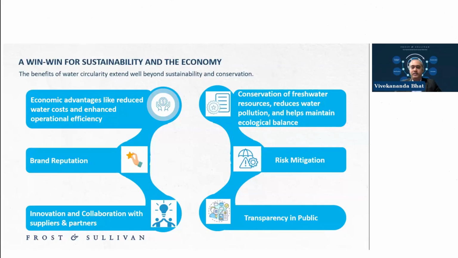Brand reputation and transparency in public. You can publish your water conservation initiatives in your sustainability report, and you can take up water stewardship in the community. Innovation and collaboration, of course, all this will be possible when you innovate and collaborate with your supply chain partners and other external stakeholders. So there are multiple advantages.